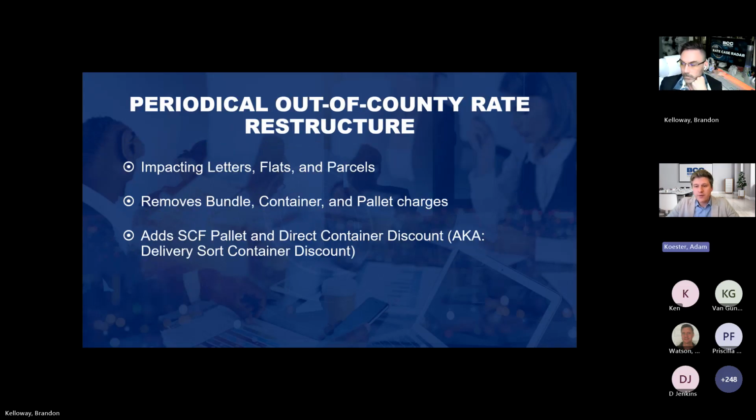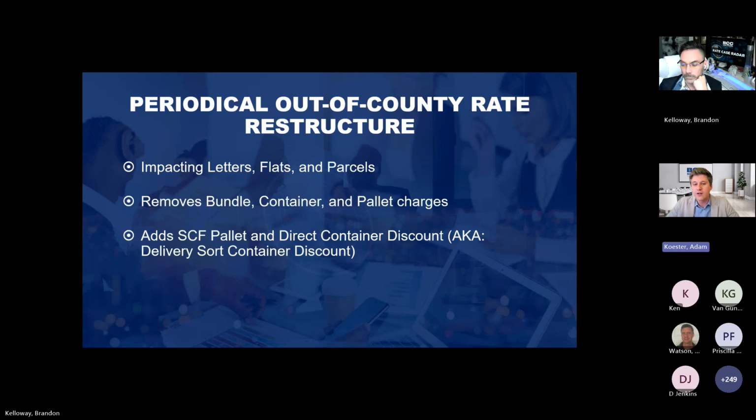Another major change, and though I know periodical is not going to affect everybody on the call, it does affect all the shapes of mail that we have, letters, flats, and parcels: there's been a major restructure to how periodical pieces are rated. So previously we had a bundle charge, a container charge, and a pallet charge. Those made up a major piece of the 3541 postage statement.